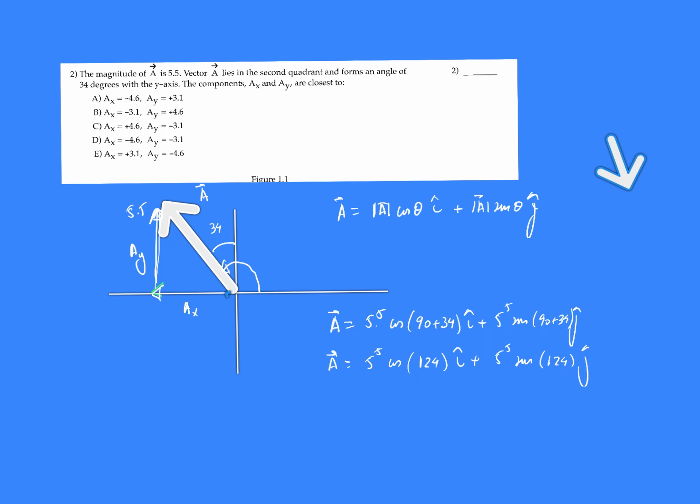The sum will say that there is an amount Ax that happens to be negative. Ax is negative because cosine of 124 is negative in the i direction, so is this vector, and you know how to sum vectors. This vector plus this vector is this vector. So plus magnitude of A sine of 124 in the j direction.